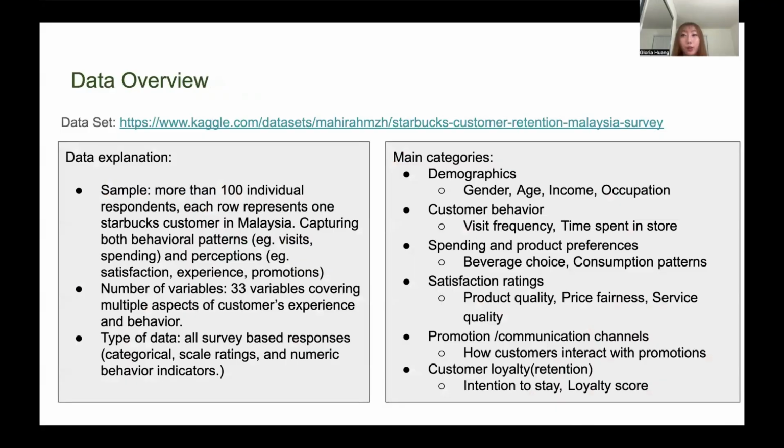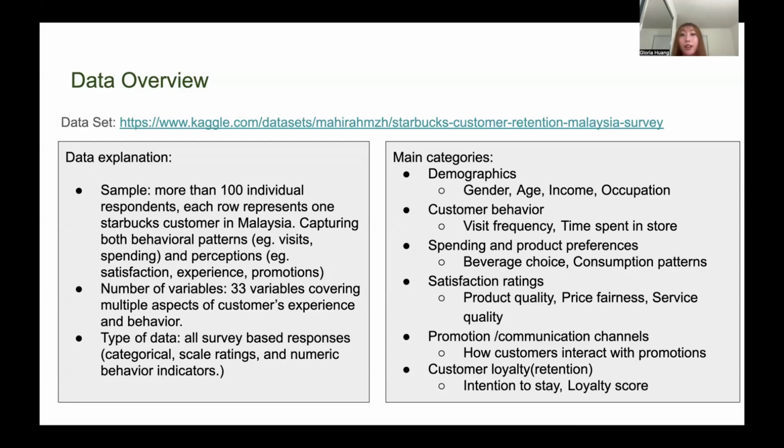This is a data overview of our data set. So we got this data set through Kaggle. It focuses on Starbucks customer retention in Malaysia. Below is our data explanation. So there are more than 100 individual respondents for the sample, and each row represents one Starbucks customer in Malaysia. It captures both behavioral patterns, such as visits and spendings, and also perceptions such as satisfaction, experience, and Starbucks promotions.